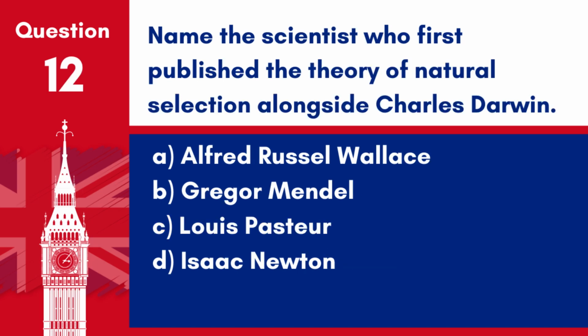Question 12. Name the scientist who first published the theory of natural selection alongside Charles Darwin. A. Alfred Russel Wallace. B. Gregor Mendel. C. Louis Pasteur. D. Isaac Newton.